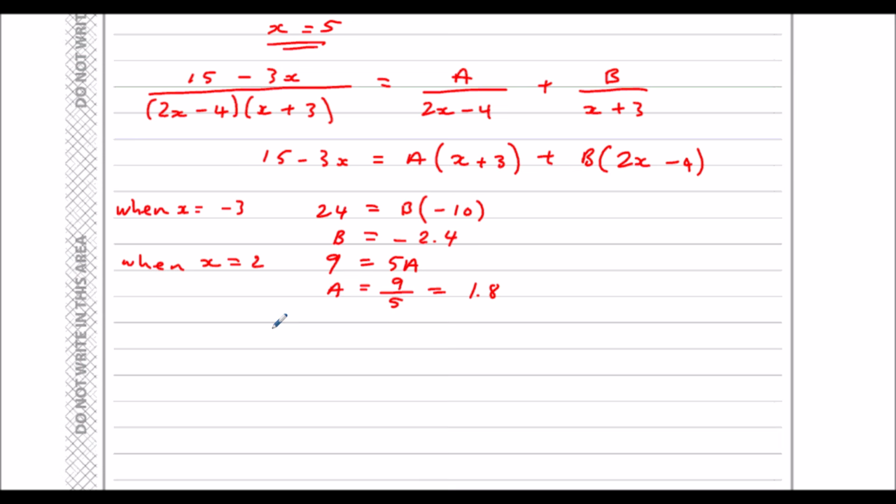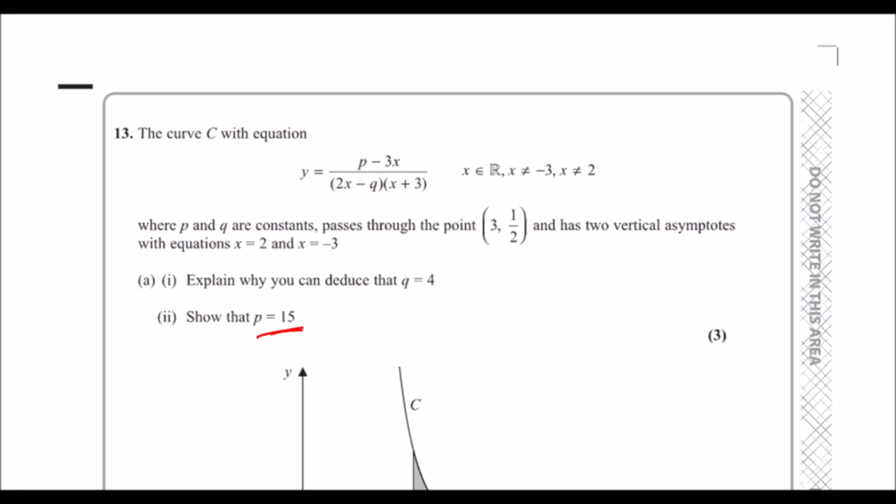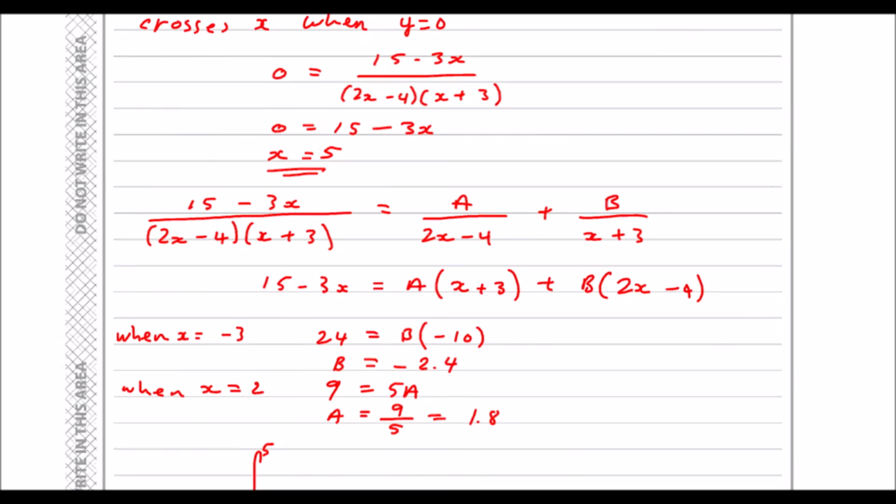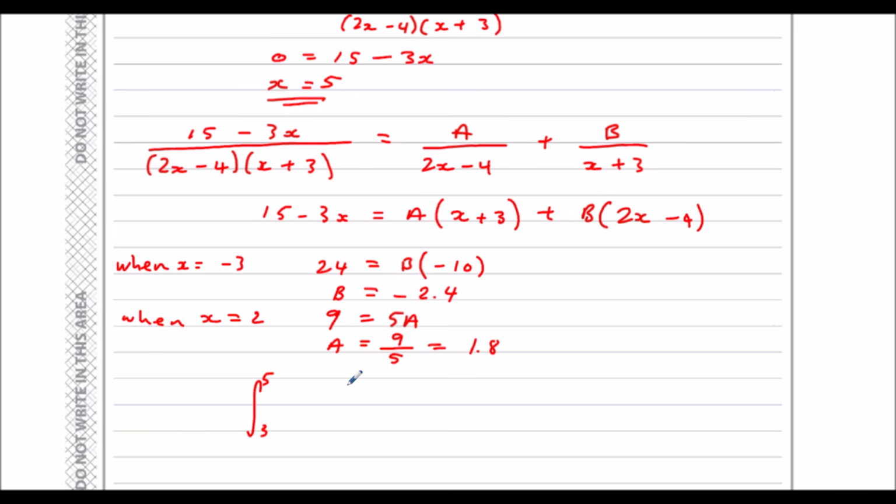Now we can integrate. So we want the integral between 5 and 3, I think. Yep. Of 1.8 over 2x minus 4, and it's minus B, so I put the minus here, 2.4 over x plus 3 with respect to x.